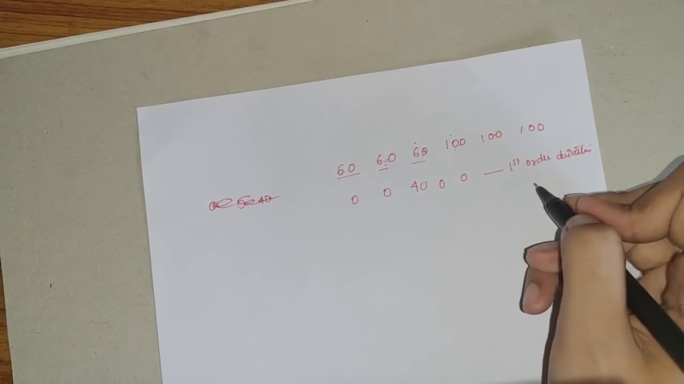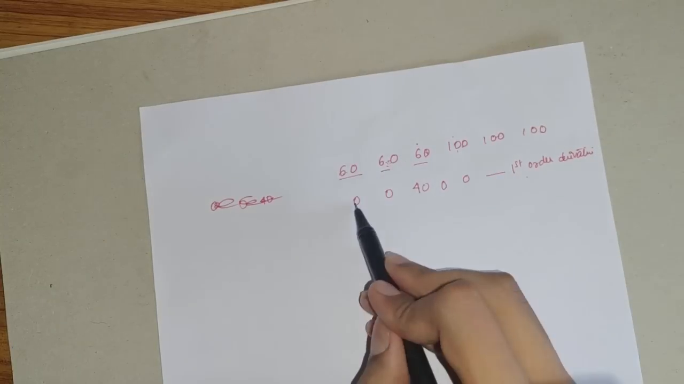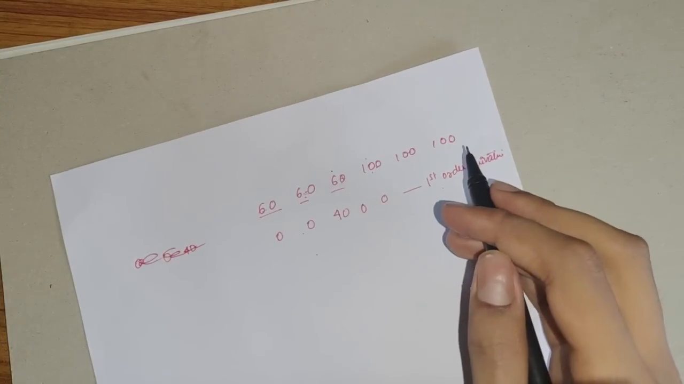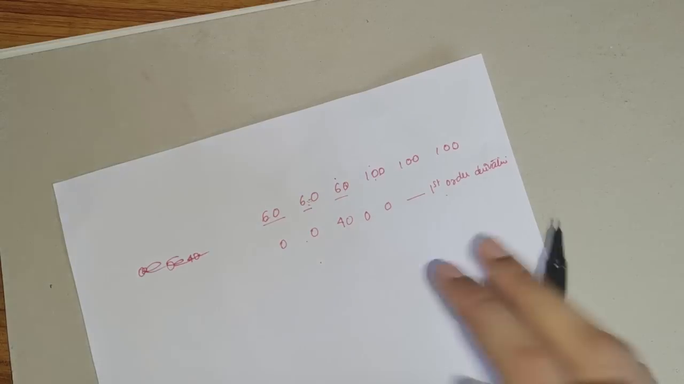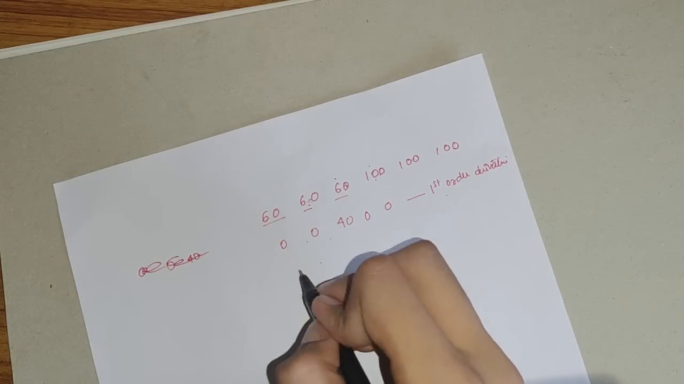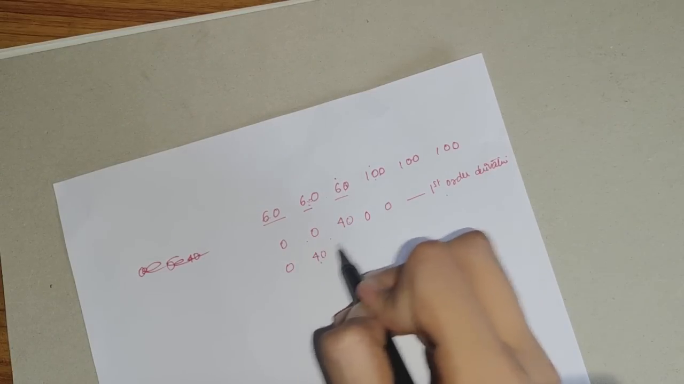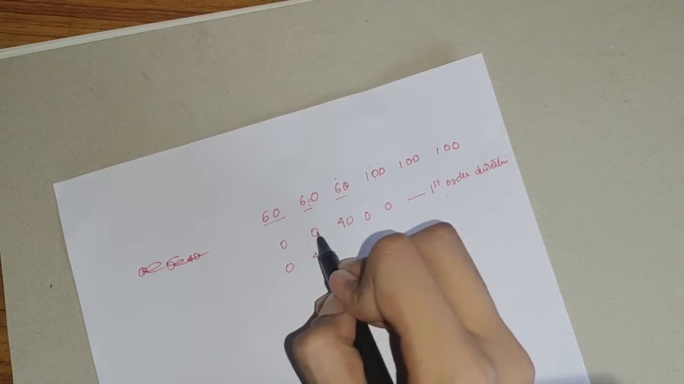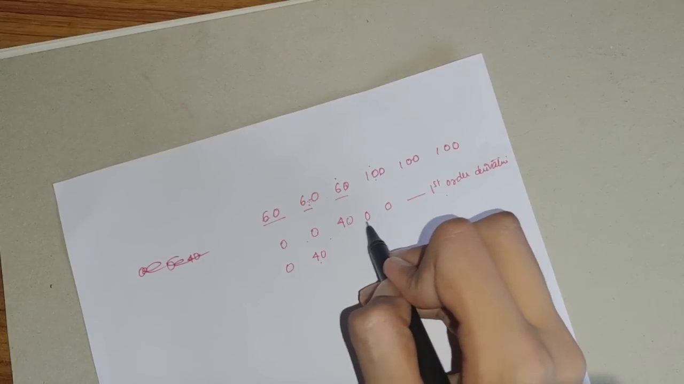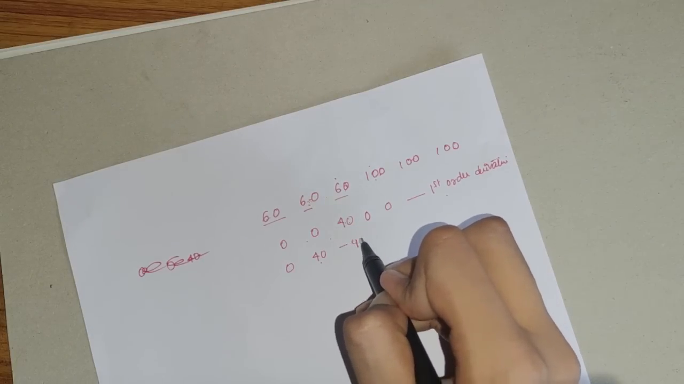So how will we do the second order derivative? Second order derivative is nothing but you have to take the difference again. So if you take the difference again, it becomes 0 minus 0 is 0, then 40 minus 0 is 40, then 40 minus 0 is 40, then 0 minus 40 will be minus 40, then 0 minus 0 will be again 0.